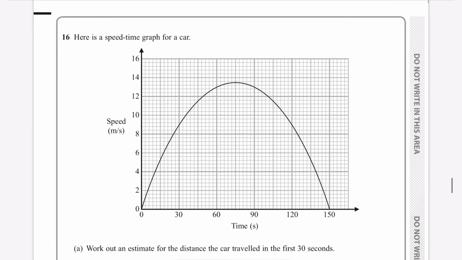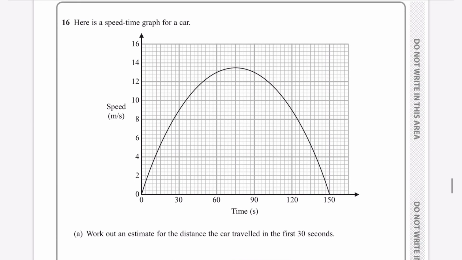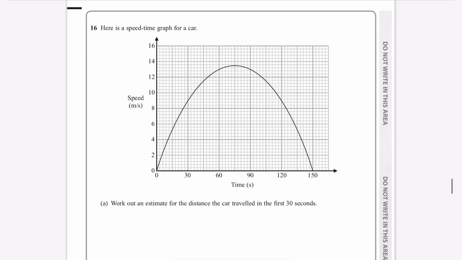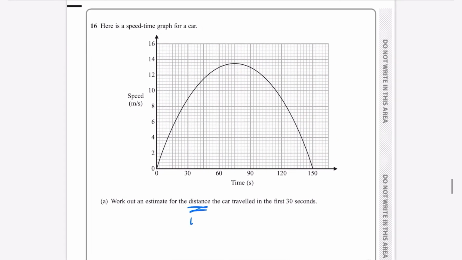Okay, question 10. Here is a speed-time graph for a car. Work out an estimate for the distance the car travelled in the first 30 seconds. So in speed-time graphs, to do these estimates, the distance travelled is the area under the line or the curve. But because it only wants it to be an estimate, we're not going to find out the perfect one. We're actually just going to pretend that in the first 30 seconds that we have here, it is a triangle shape instead of a curved shape.